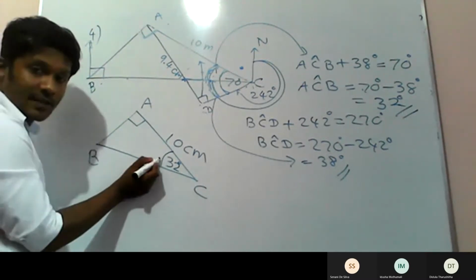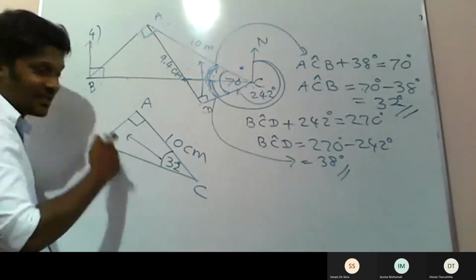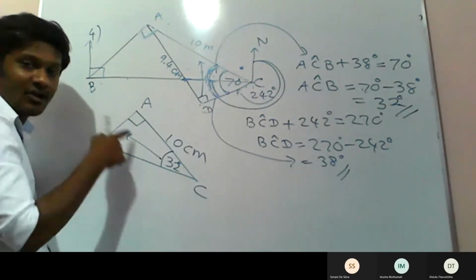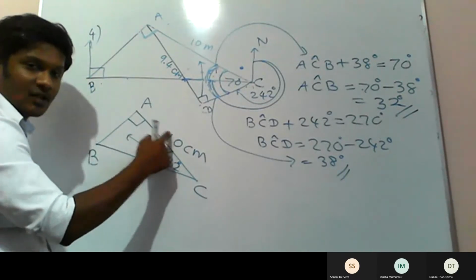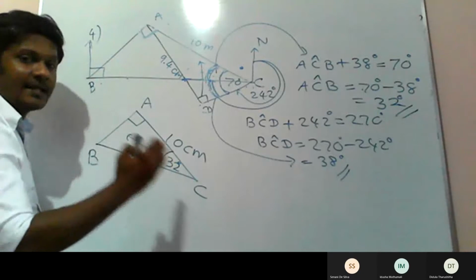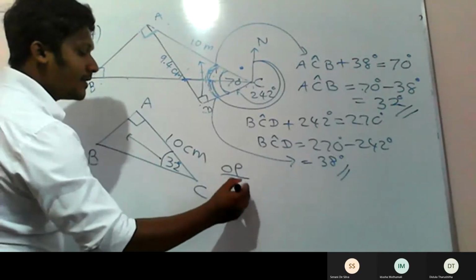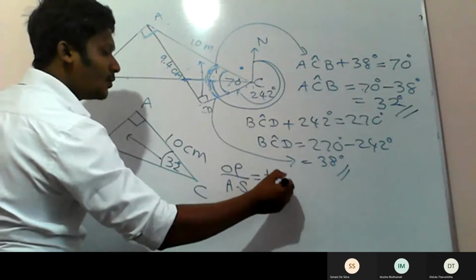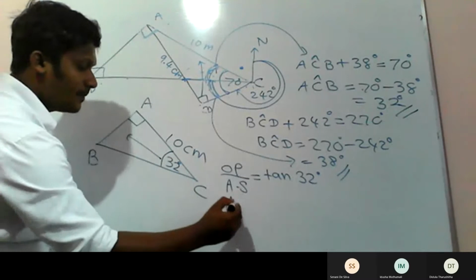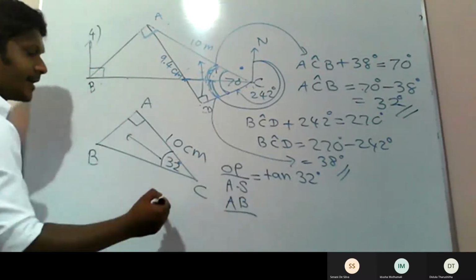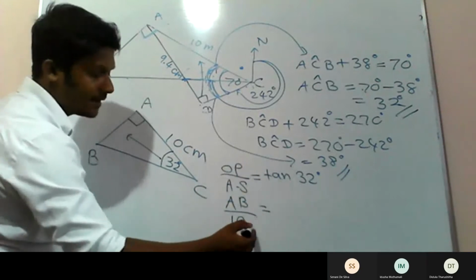According to the 32 degrees, the AB side is the opposite side, and we know the adjacent side. Opposite side over adjacent side is tan theta, no? Then opposite side over adjacent side equals tan 32. The opposite side is AB, the adjacent side is 10, equals tan 32.